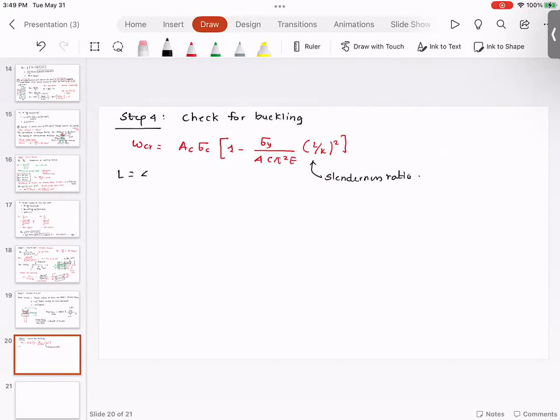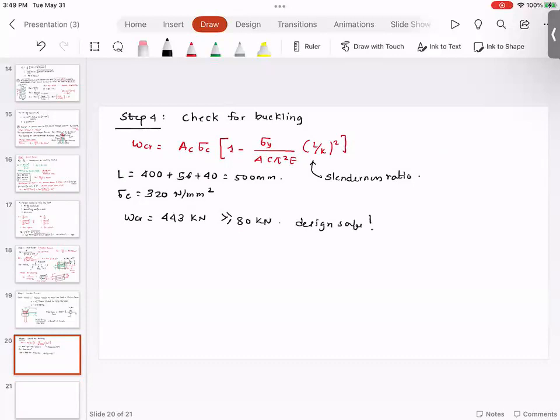Total length is 400 plus 56 plus 40, which is about 500 millimeters. Sigma C is equal to 320 Newton per millimeter square. And you can substitute these values in this equation, and you will see the critical load is 443 kilonewton, which is much, much greater than 80 kilonewton. So the design is safe. And that is how you would design a power screw.